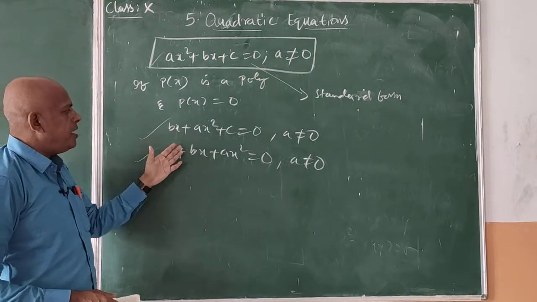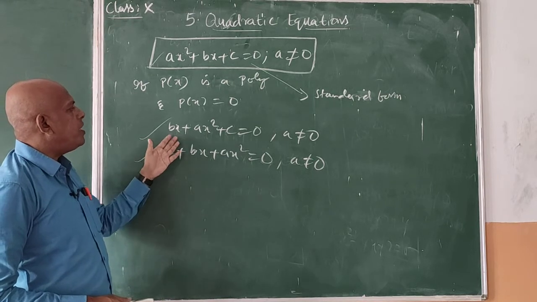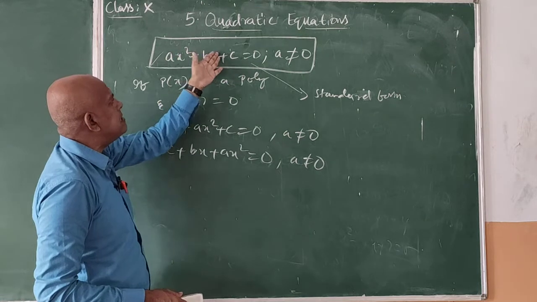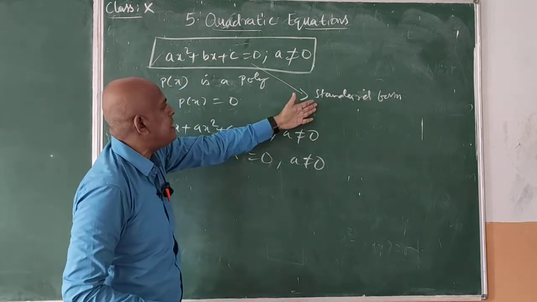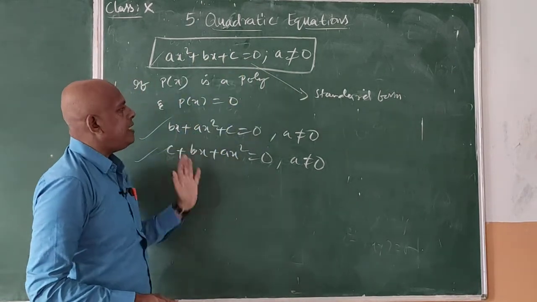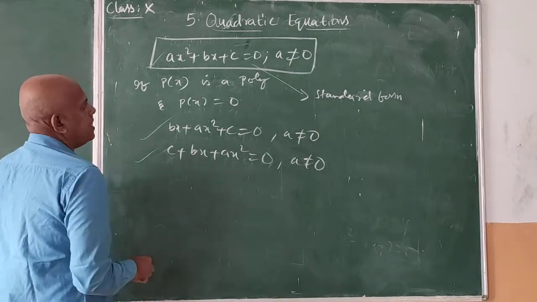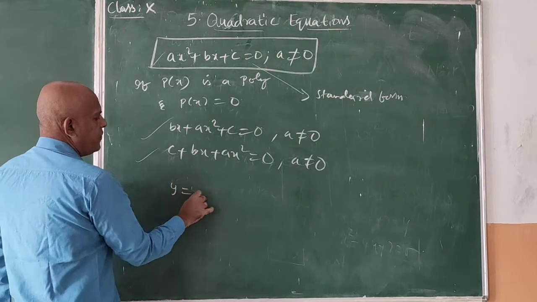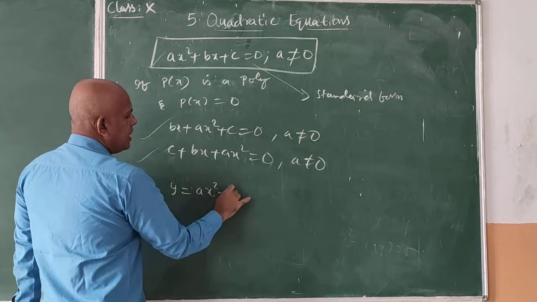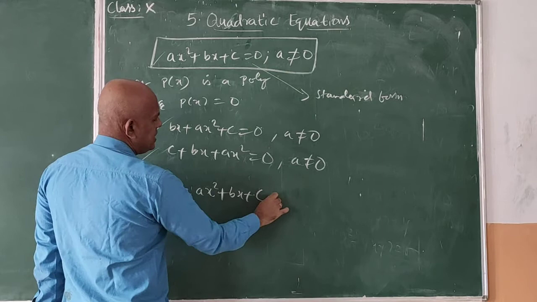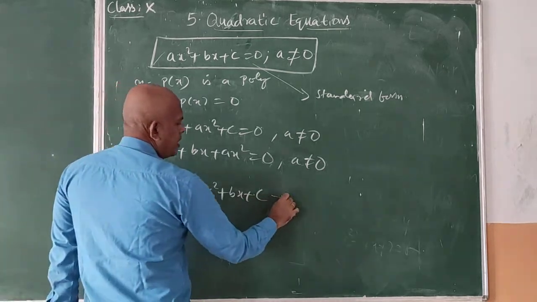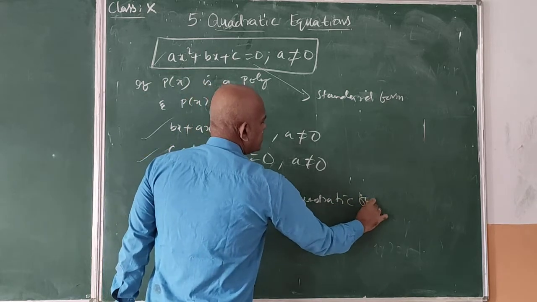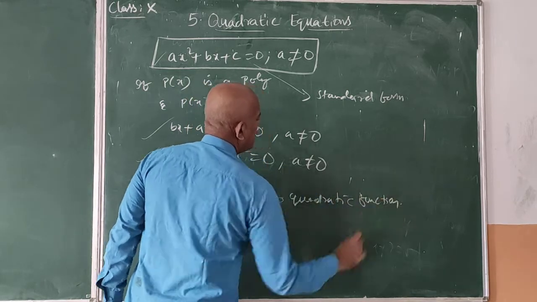So the general form of quadratic equation, 1, 2, 3, all are general forms of quadratic equation, but here the degree is in descending order, that's why this is particularly called the standard form of quadratic equation. And one more thing: if instead of is equal to 0, we take y is equal to ax square plus bx plus c, then it is called a quadratic function.